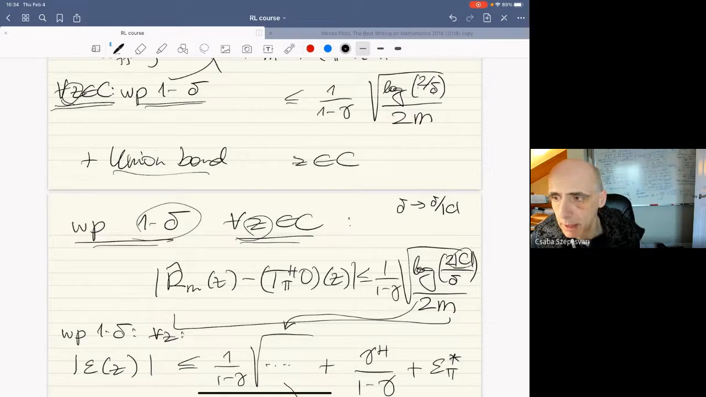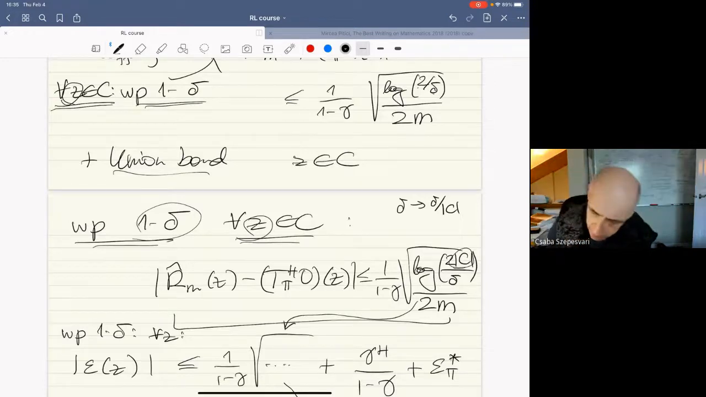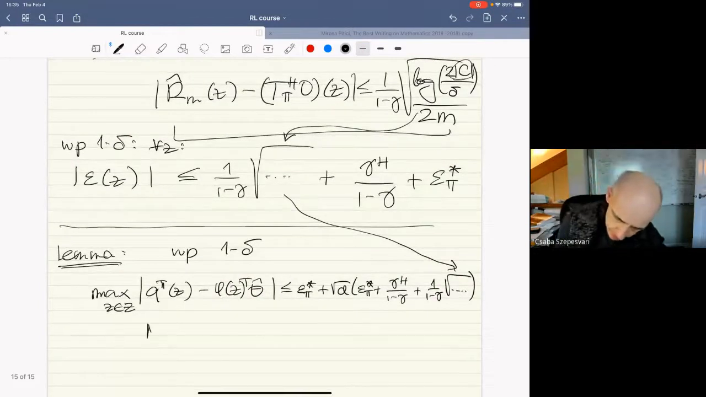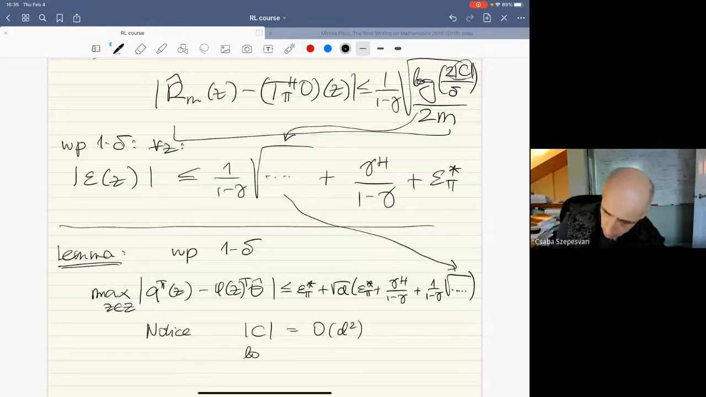And now the really lucky thing. Hongming asked whether the rewards are in 0, 1. When we apply the truncation result, yes, that's the assumption. So we are very lucky because C is small. Notice that the cardinality of C is d squared. So log of the cardinality of C is just log d.